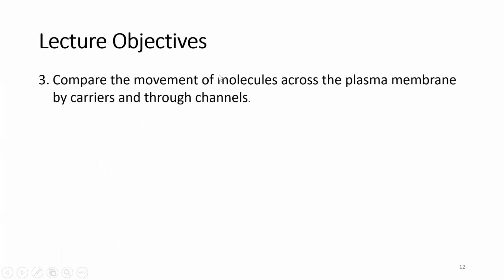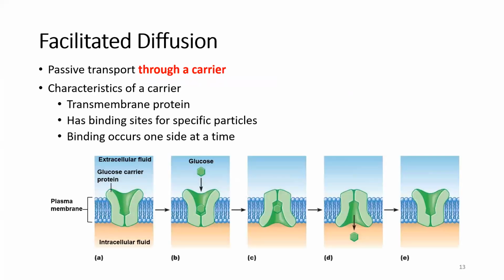So objective 3 is to compare the movement of molecules across the plasma membrane by carriers and through channels. So we'll talk about some of the mechanisms other than simple diffusion by which we can get particles and molecules across the membrane. So the first is facilitated diffusion, and keyword facilitated here. So this type of movement needs help. It needs a carrier. This is still passive transport, however, so we don't need energy.